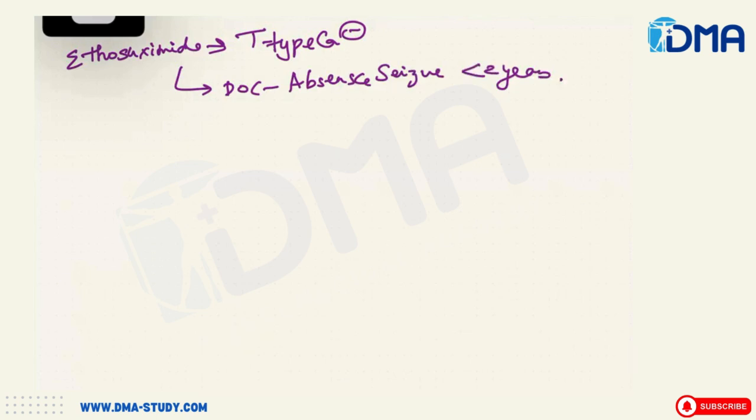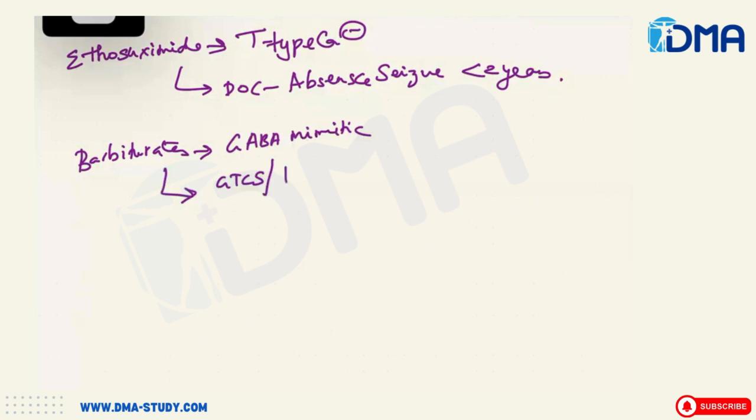Right? The other things which you can use are barbiturates, thiopentone can be used. It has a GABA mimetic action. GABA is basically gamma aminobutyric acid, an inhibitory neurotransmitter in the body, and it is used in the treatment of GTCS, which is not controlled by anything, and also partial seizures.